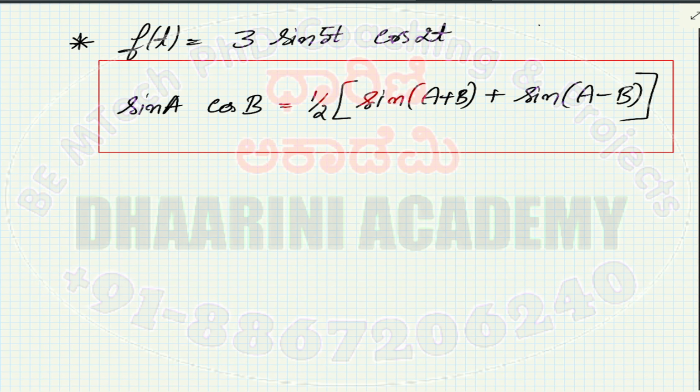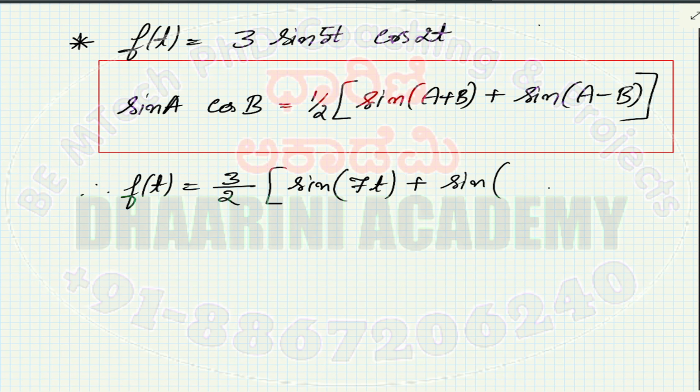All right, so as this is the identity I am using now, I can apply this to the given function. So I'll get a half. There is already a 3, so this becomes 3 by 2 into, so A is 5t and B is 2t. So this becomes sine of A plus B, 5 plus 2, it's 7t. All right, plus one more sine function, it is A minus B, 5 minus 2 is 3. So this is 3t.